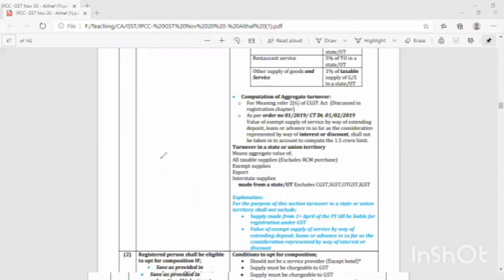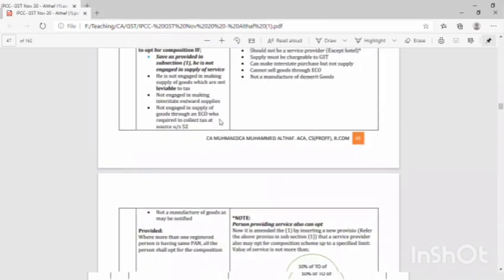Another thing is that turnover in a state does not include extending deposits, loans, advances, etc., because the consideration is interest. So if you got the interest from a bank, you don't have to compute the composition GST on that interest portion. That is a relaxation they have given. So this is the amendment that happened in subsection 1.